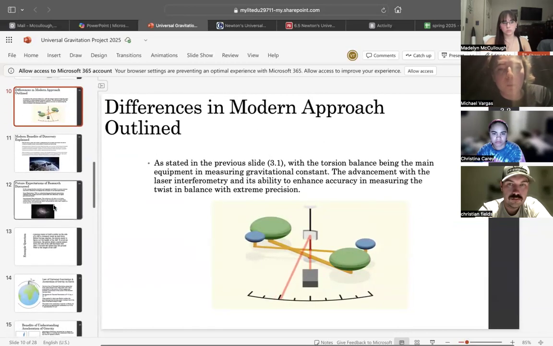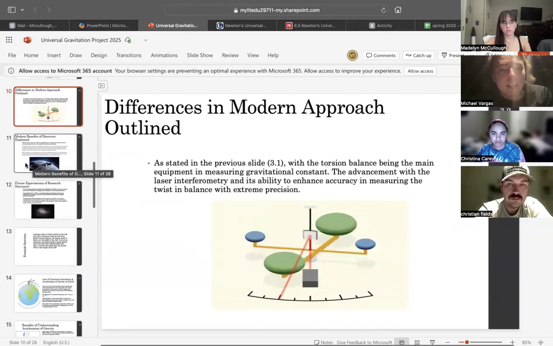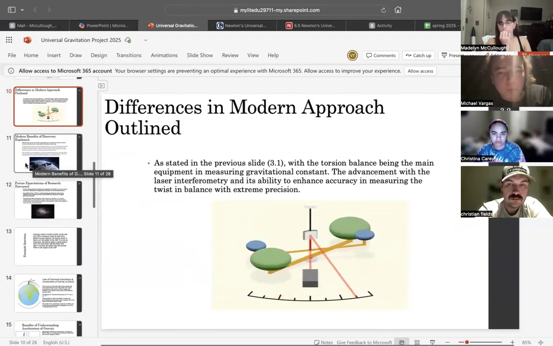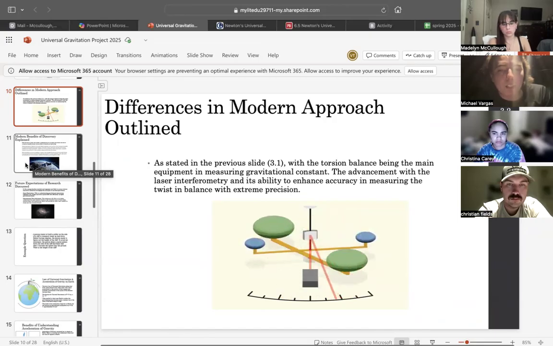3.2 Differences in modern approach outline. As stated in previous slide 3.1, with the torsion balance being the main equipment in measuring the gravitational constant, the advancement with the laser interferometry and its ability to enhance accuracy in measuring the twist in the balance with extreme precision.